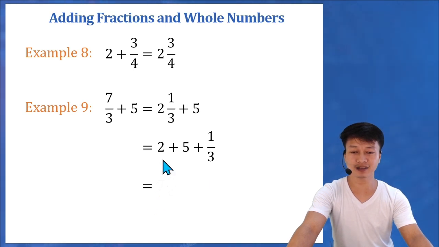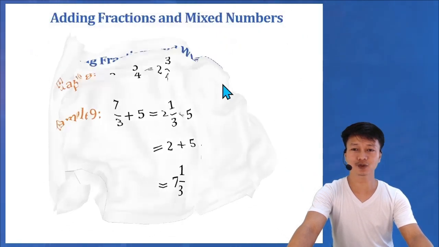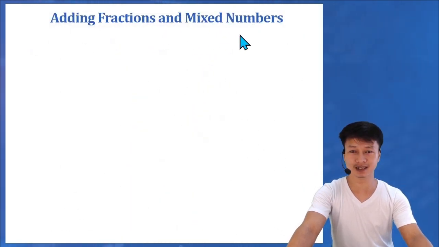And then we can now add them. 2 plus 5 is 7. And then plus 1/3, that is 7 and 1/3. Ganun lang naman ka dali. Okay? So next, we have to add fractions and mixed numbers.